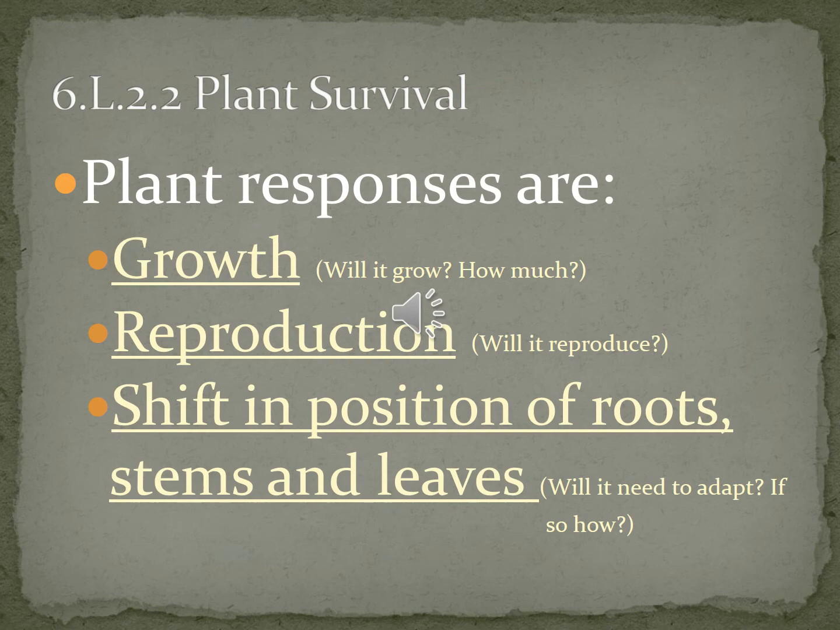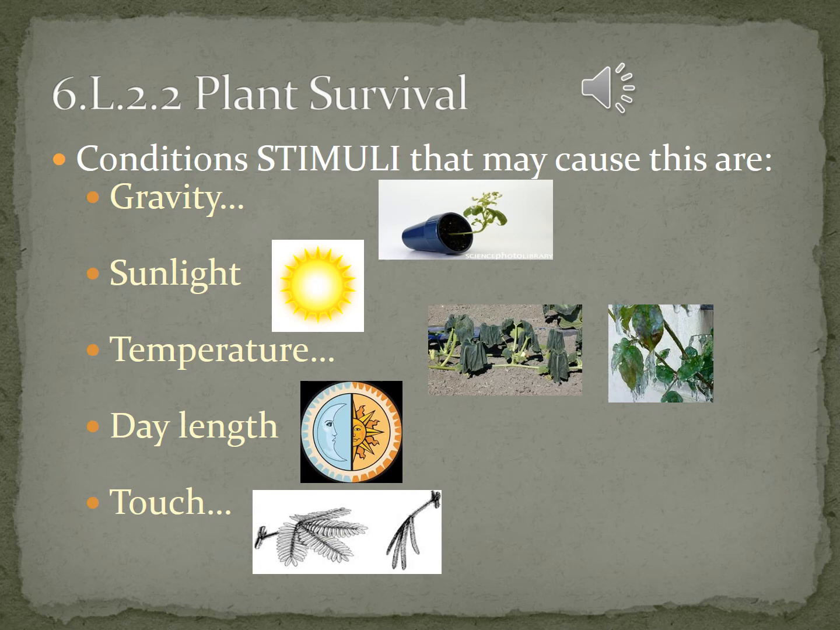We'll see in the next few slides. Now we're going to talk about conditions, also known as stimuli. This stimuli is what causes the plant to respond. So there are 5 main things that we're going to be talking about in class. There are actually a lot more stimuli that plants can respond to. However, these are the 5 main ones that we will be discussing.